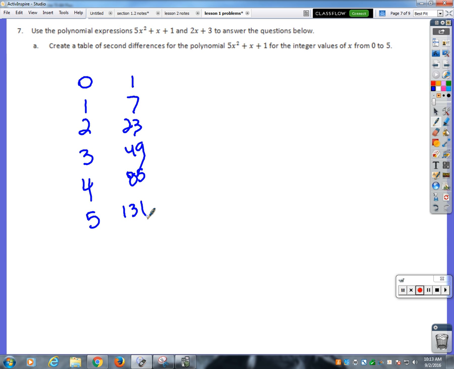131. Okay, thank you. Okay, so Payson, all I wanted you to do is create a table of second differences for the polynomials. Yep, so the first differences are just 6, 16, 26, 36, and then 46, and then the second differences are 10, 10, 10, 10. Okay?